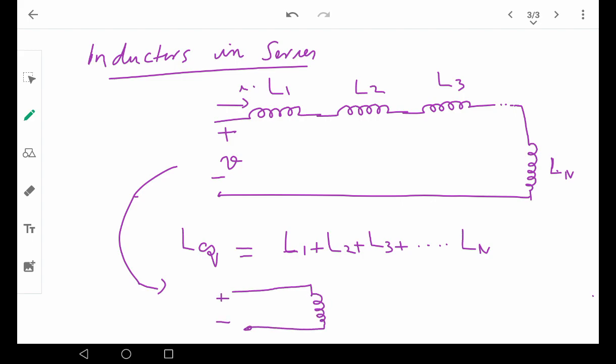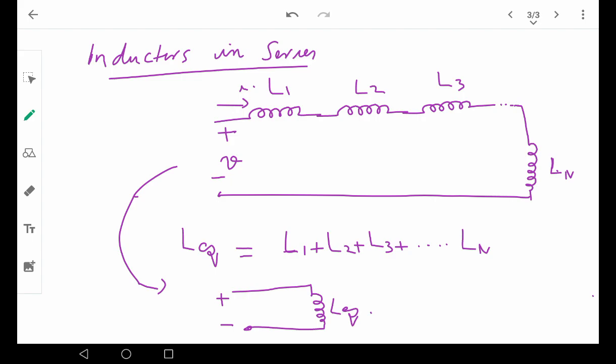It's the same thing as what you have for a resistor. Resistors in series you add up, right? So this is L equivalent. Understand? Both are the same. That's how you have inductors in series, right?